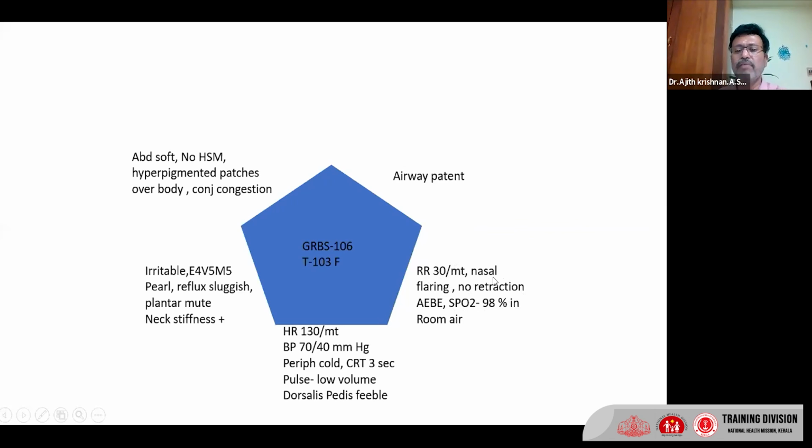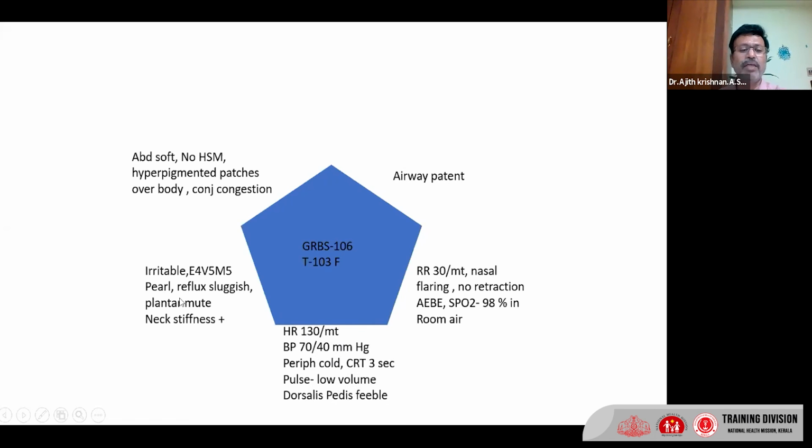So there is tachypnea with nasal flaring, mild respiratory distress. Heart rate is 130 per minute, high. BP is 70/40, hypotensive range. Periphery is cold, peripheral circulation is affected. Capillary refill time is 3 seconds. Pulse is low volume, dorsalis pedis is feeble. So central and peripheral circulation is affected, and the child has hypotensive shock.